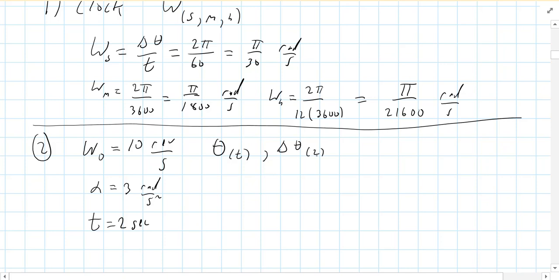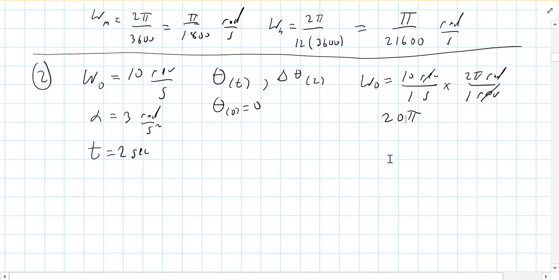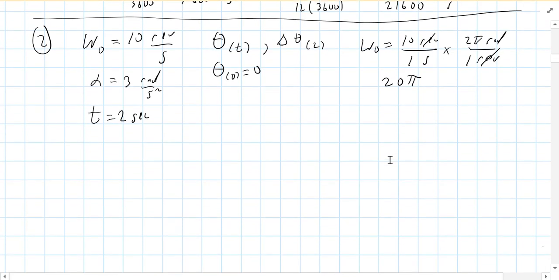Now, in this problem, I did not give you a theta naught. So if that's the case, we're just going to say theta at 0 is just 0. We're going to start at the start line. The one issue you hopefully heard is that omega naught is in revs per second, and I'm going to rewrite that over here. It's 10 revs per second. We need radians per second. There's 2 pi radians in 1 rev, so the revs drop out and you get 20 pi as our starting angular velocity. I'm just going to leave it as 20 pi. You don't need to put that in a calculator, and we can leave all these answers in terms of pi.